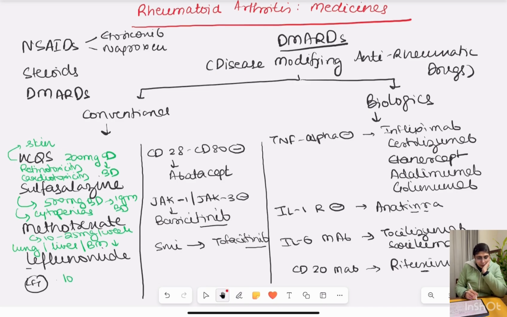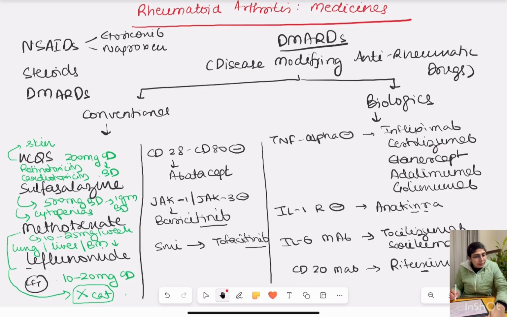Then we have leflunomide. The dose ranges from 10 to 20 milligram OD, once a day. Leflunomide as well as methotrexate are pregnancy category X medications. That means they have been proven to be teratogenic to human babies. So you can't give them. There is no point even discussing this. Methotrexate and leflunomide, category X. Please remember.